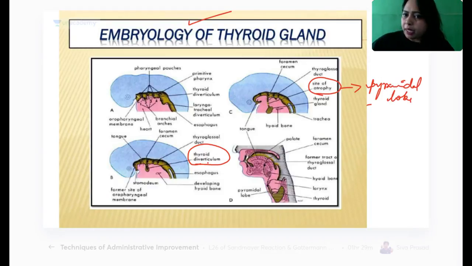So if this pyramidal lobe is present, then it will be connected to the hyoid bone above. Otherwise, how can it hang in the neck just like that, like a stick? It has to be connected somewhere. So it is connected to the hyoid bone. By what ligament? There is a ligament which connects it. Anybody knows what is the name of this ligament? What is the name of that ligament?